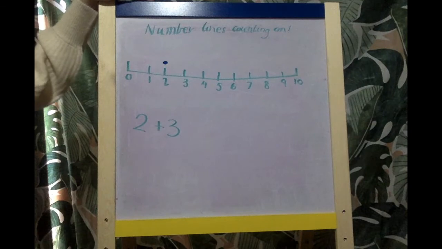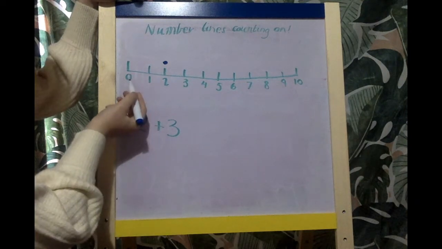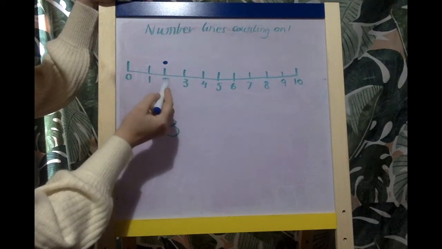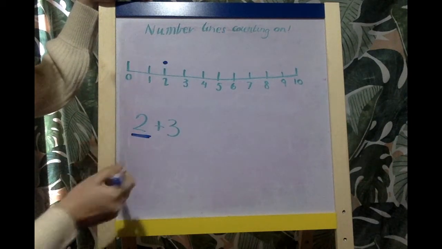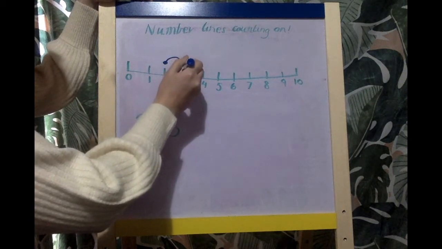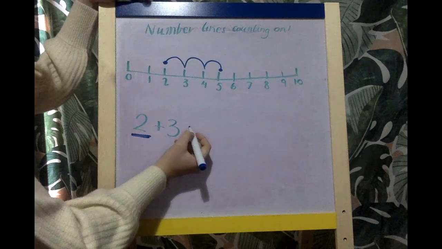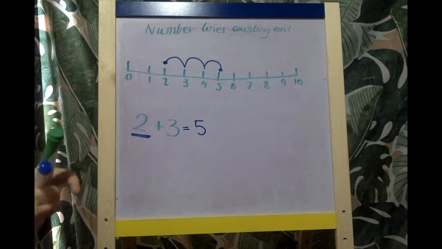And now we're adding 3, so we're going to count on. So that's what number lines is all about today, counting on. So we're not going to start here and count on the 3. We're going to start from the number that we are working on first, which is 2, and count on 3 more, like this. 1, 2, 3. There we have our answer. 5. Let's do another one together.